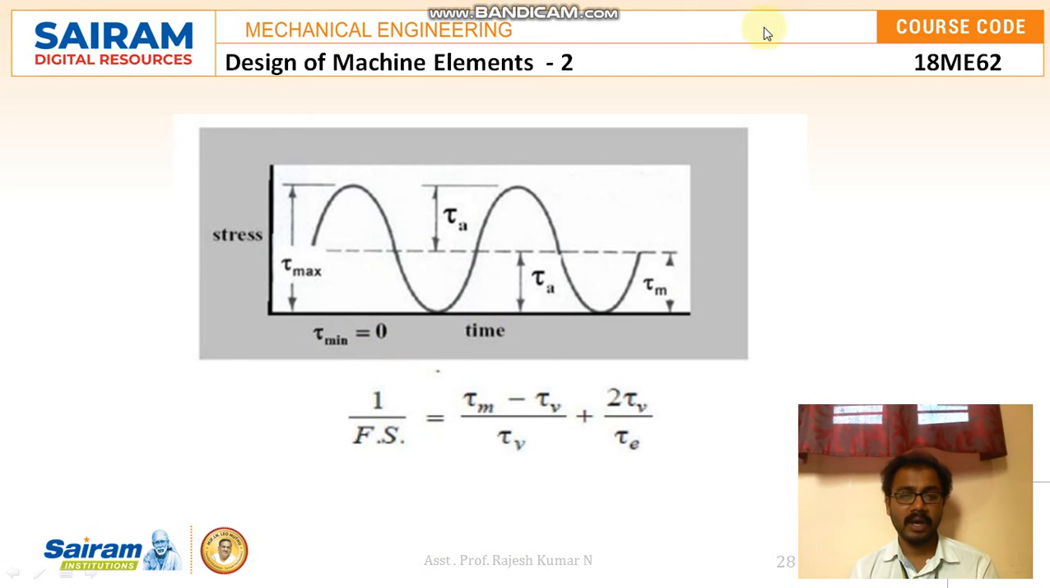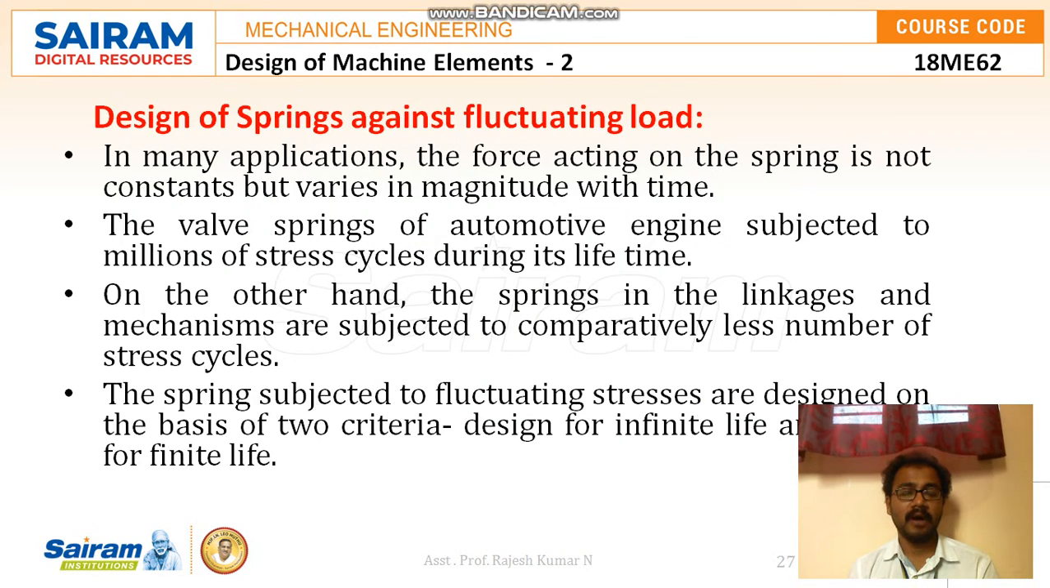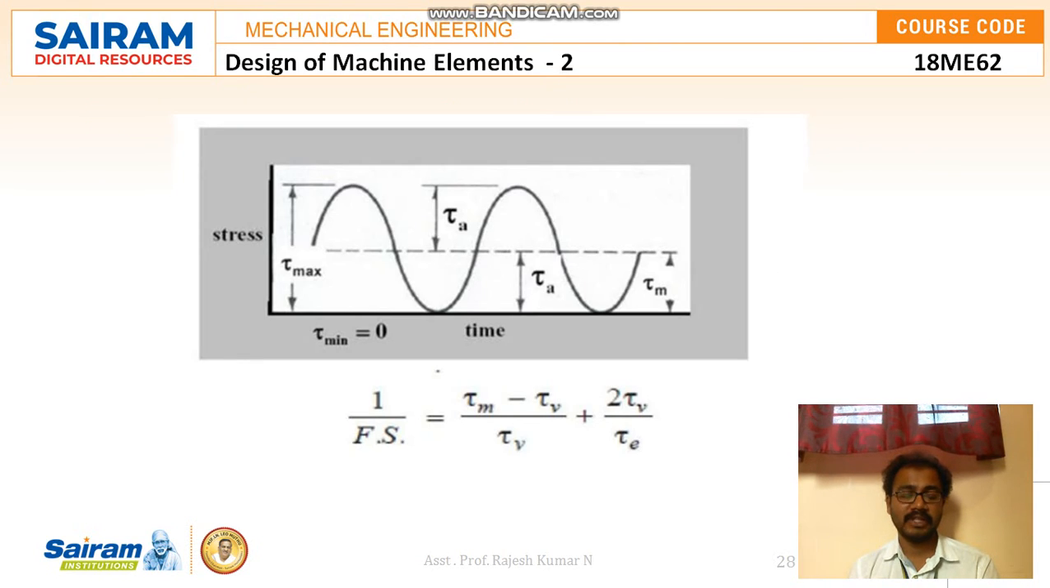Now let me write down directly the formula for the fluctuating stresses: 1 by the factor of safety is equal to tau m minus tau v divided by tau v, that is the mean stress divided by the variable stress, plus 2 times the variable shear divided by the effective shear. So this is all about the design of springs under fluctuating load. We need to consider the SN curve very importantly, and later remember the finite life and infinite life as the limits or criteria for deciding the material of the springs for the fluctuating curve.